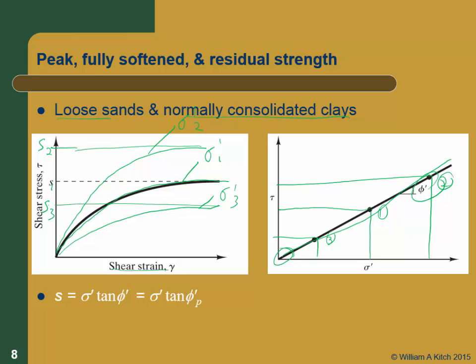The shear strength is simply the normal stress times tangent of phi, or if we want to call it phi peak, we can just say it's the normal stress times the tangent of phi peak. So you've probably all done this test in your undergraduate class.